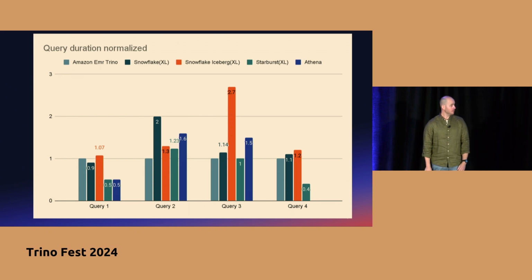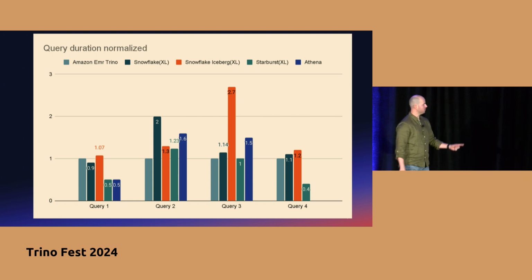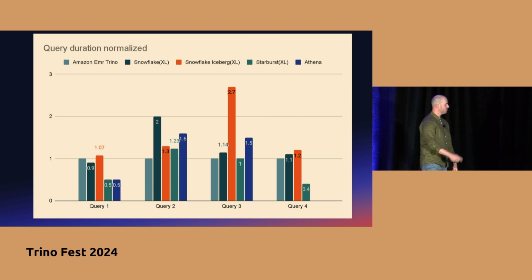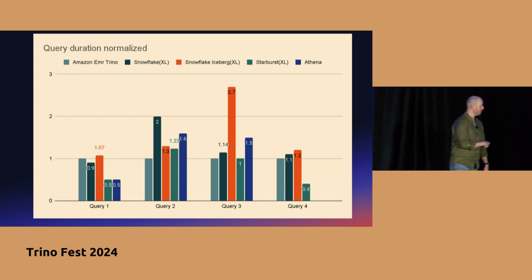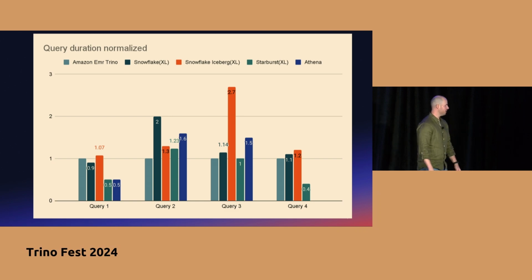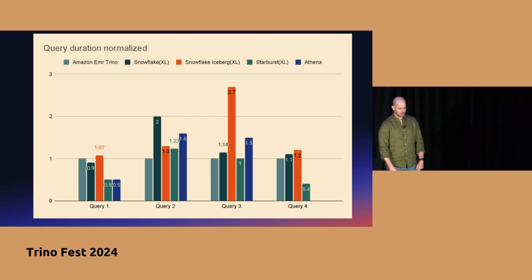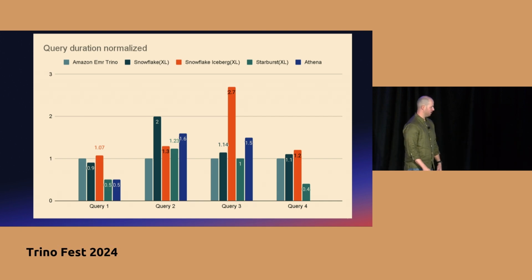So what we did here at Cloudinary, we did a benchmark on queries, and we tested a few engines: Amazon EMR Trino, Snowflake without Iceberg, Snowflake with Iceberg, Starburst, and Athena. We normalized the queries. We took Amazon EMR, ran it, and according to that result, we benchmarked all the other queries.